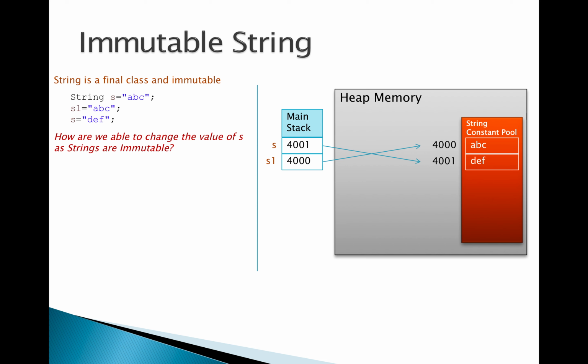Which means strings are immutable. Once you have created the string, you cannot alter the string. What can be done is you can point the reference from that string to another string. So S was originally pointing to ABC, now it is going to point to DEF.